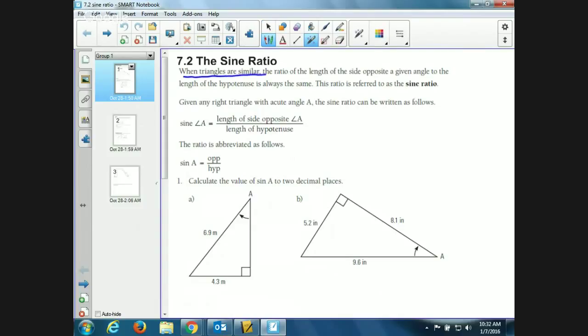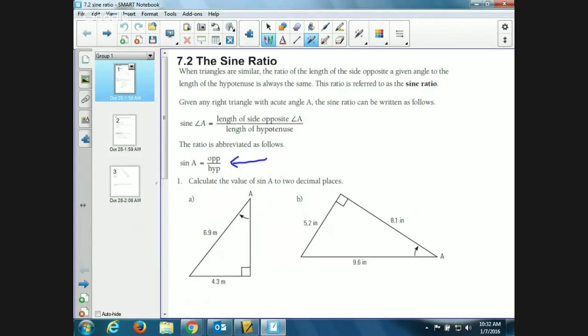When triangles are similar, the ratio of the length of the opposite side at a given angle to the length of the hypotenuse is always the same. This ratio is referred to as the sine ratio. Given any right triangle with an acute angle, A, the sine ratio can be written as follows. The sine of angle A is the length of the opposite side, opposite to angle A, divided by the length of the hypotenuse. We usually abbreviate it like this: sine of A is opposite over hypotenuse.